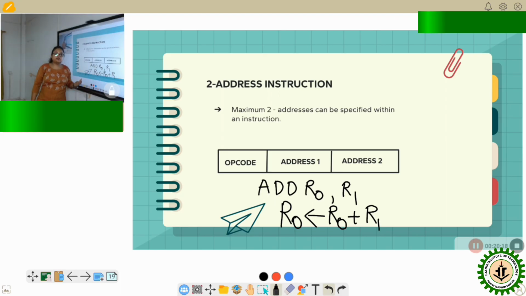Another disadvantage is that the old value of R0 is overwritten by the new result. If the R0 value was 3 and the R1 value is 5, then when I add into R0, the value is updated to 5 plus 3, which is 8. So the old value is being overwritten. That is the drawback.